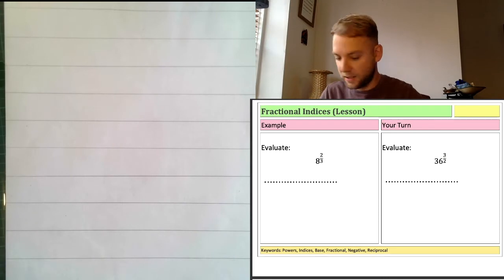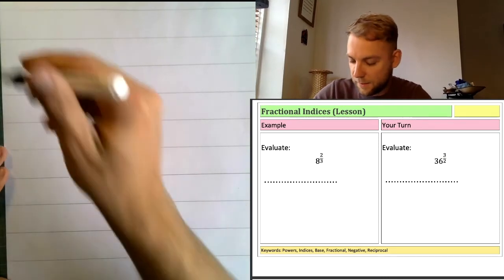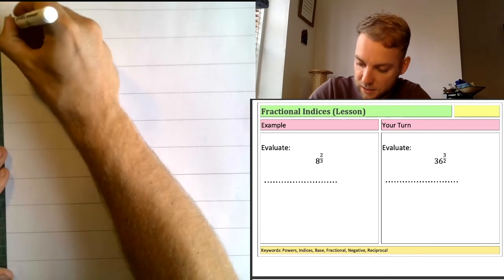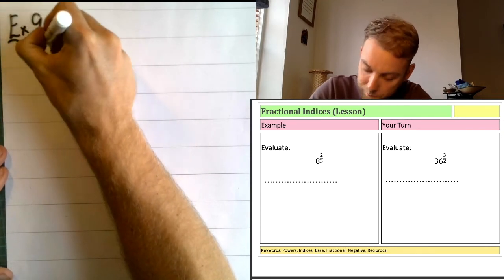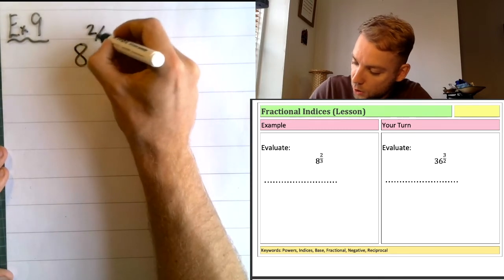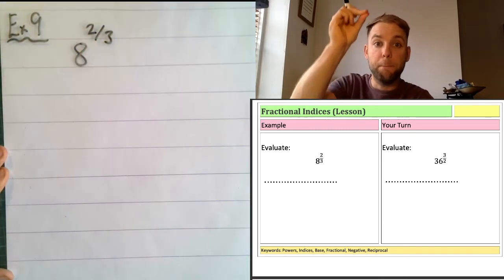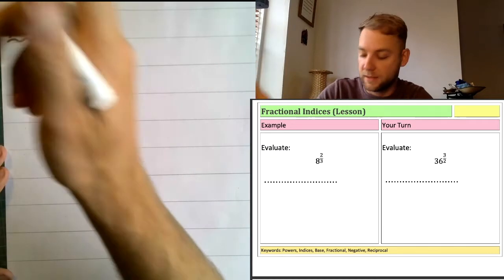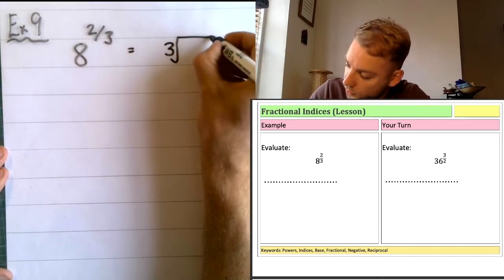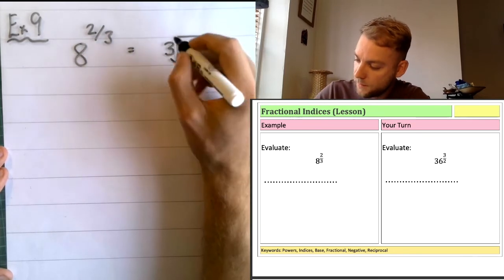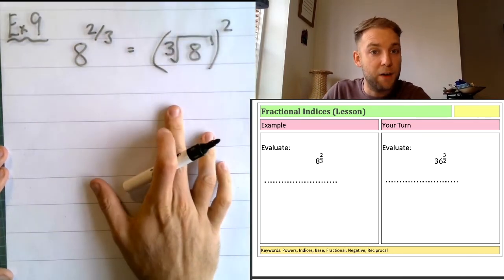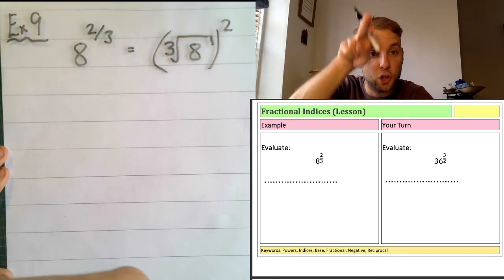Okay, let's go through them together then. This is example 9. So 8 to the power of 2 over 3. Now remember, the bottom of the fraction is the root, the top is the power. So this is going to be the cube root of 8, all to the power of 2. Now it's different, it's not the square root, it's the cube root. So you need to look down your cube roots.